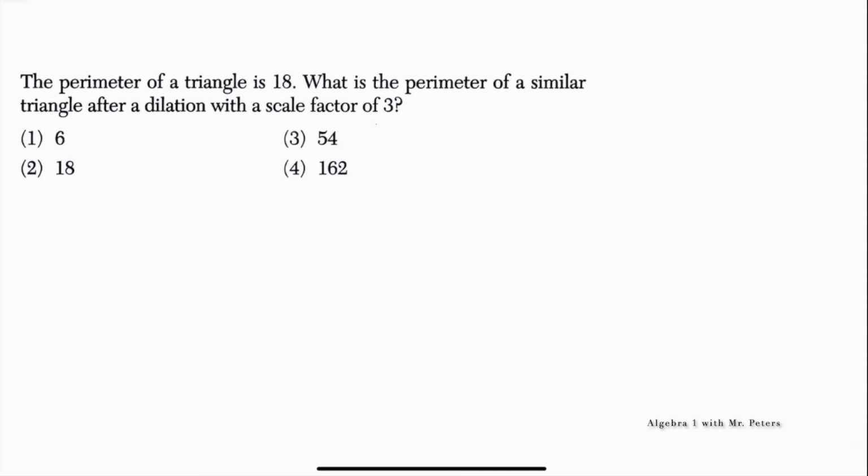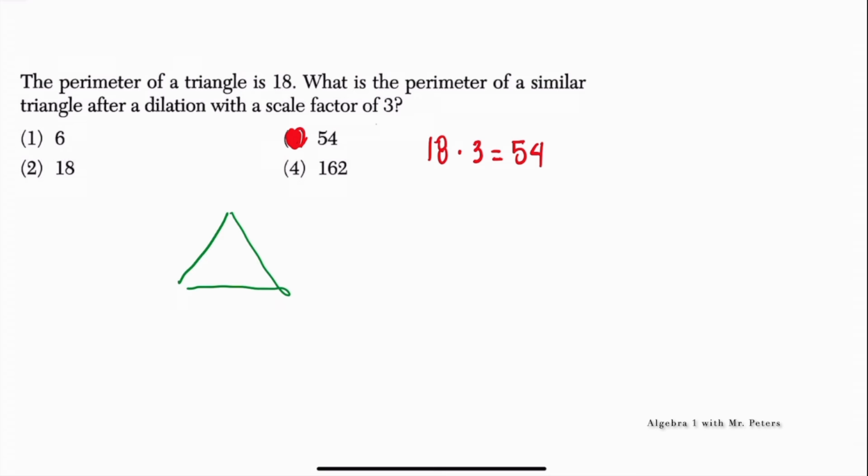Let's get started. In example number 1, they tell us that the perimeter of a triangle is 18, and they want us to determine the new perimeter after a dilation with a scale factor of 3. So family, this is real simple. We have the perimeter of 18, we multiply it by the scale factor of 3, and our answer should be 54. Now, the concept behind this, right?